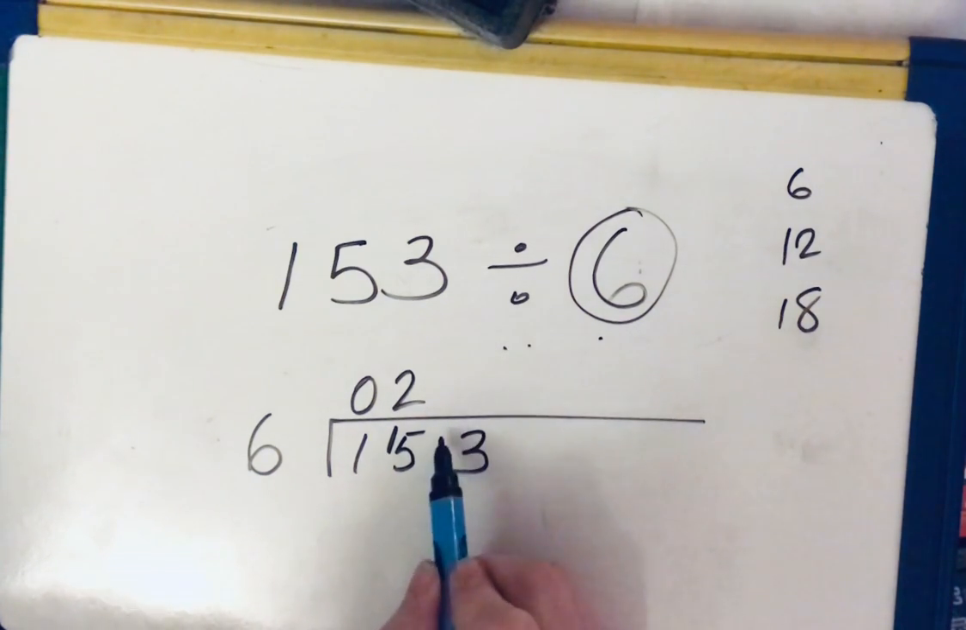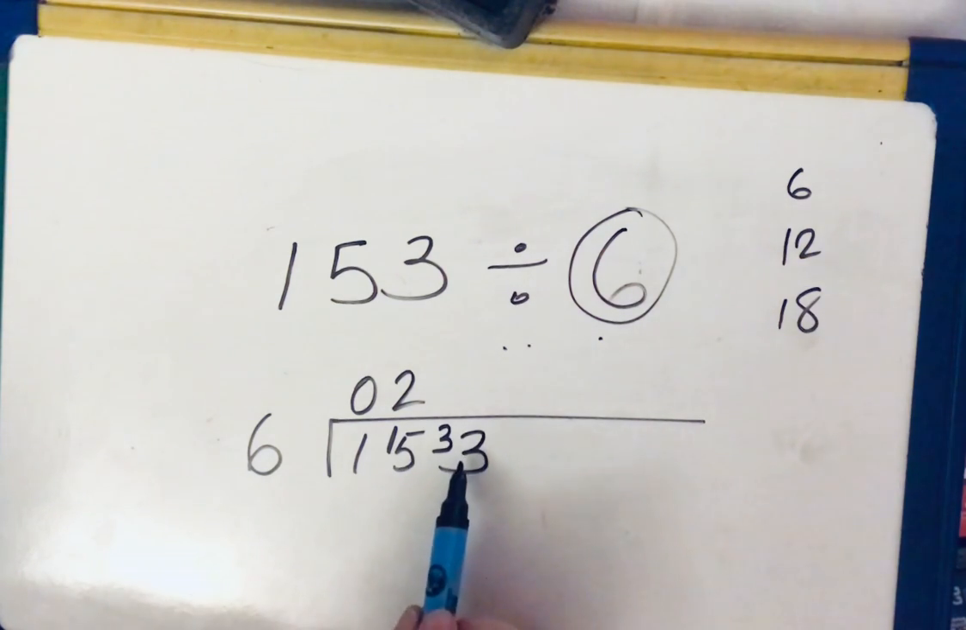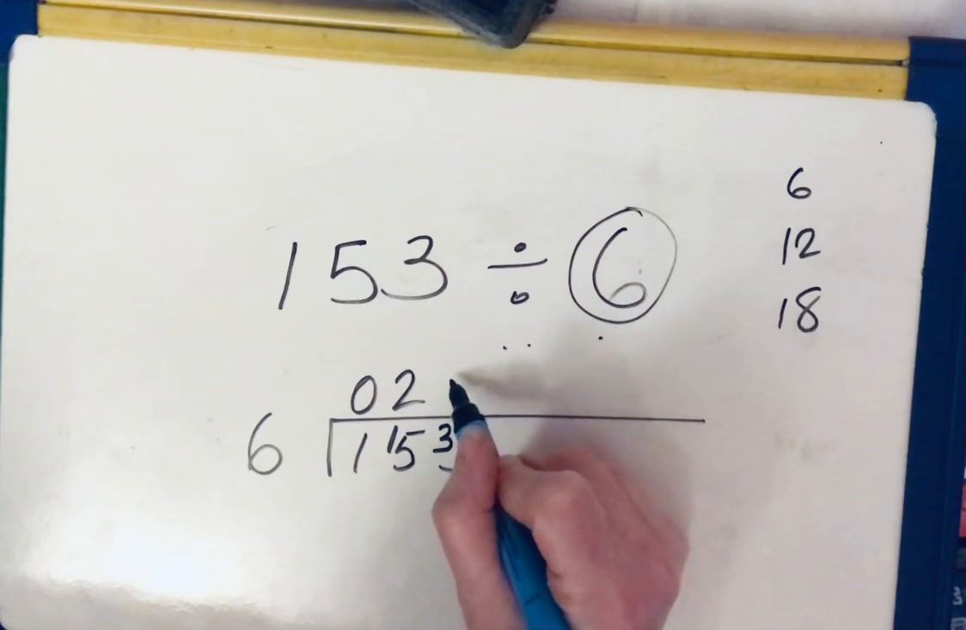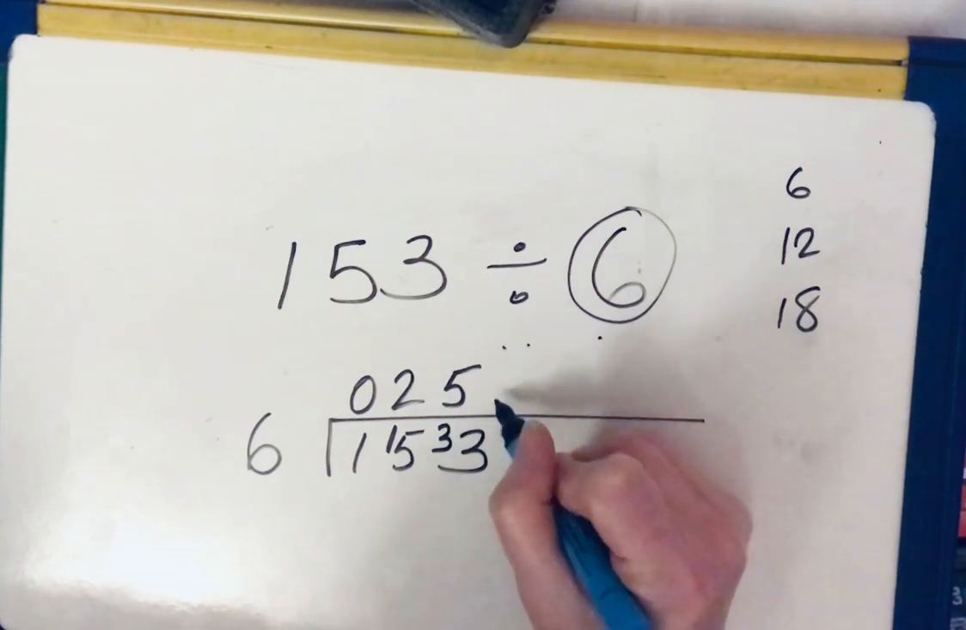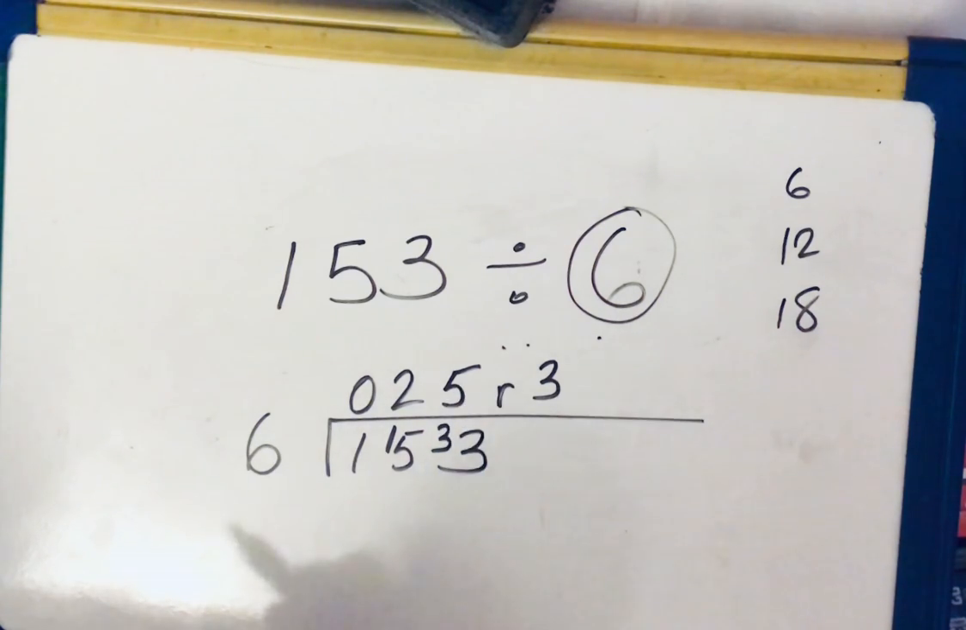So I write the remainder next to the next digit. 6 is into 33. Well, 6 6s are 36. So coming down, 5 6s are 30. But there's a remainder of 3. 6's into 33 go 5, remainder 3.